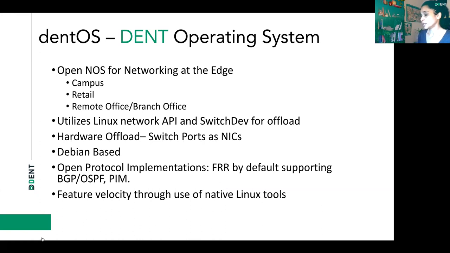Switch ports appear as NIC ports. In the demo, we'll show how that really looks. And this is Debian based. ARM is the first architecture that it supports, but obviously Debian and ONL have support for other architectures. Open protocol implementations. Being an open source NOS, it's important that we integrate open source implementations. And in the last few years in open networking, there has been a huge surge in open source protocol implementations. DENT uses FRR, and FRR, as you know, is one of the hottest popular open source routing stacks, which is an LF project again. It has support for unicast, BGP, OSPF, and even multicast protocols like PIM.